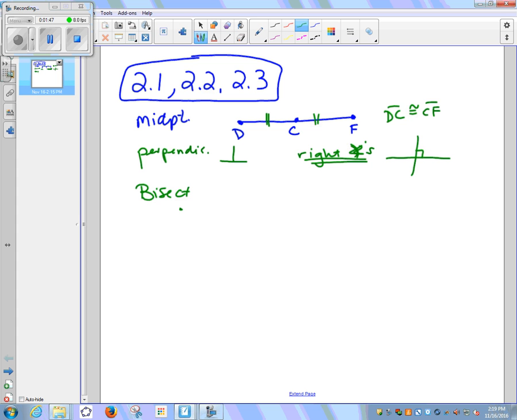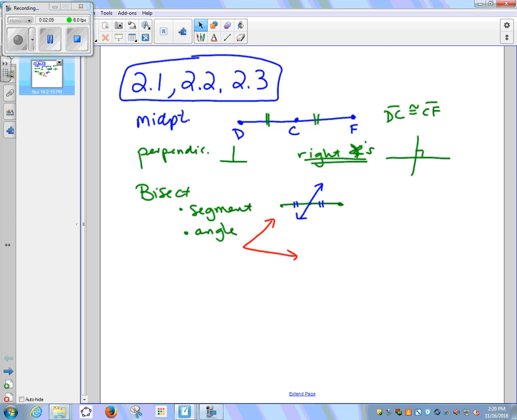We had two kinds of bisectors: segment bisectors and angle bisectors. If it's a segment bisector, it's going to go through right at the midpoint. Again, creating two congruent segments. If it's a segment bisector, you're marking segments congruent. If it's an angle bisector, it's going to go straight through the center of the angle, creating two congruent angles. So if it's an angle bisector, you're marking angles congruent.